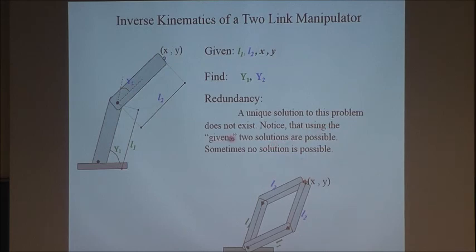Then using the givens, two solutions are possible. Sometimes, as we said, no solution is possible. For example, xy could be outside of the workspace of the robot. That robot is the wrong device for you. You have to go find another robot.